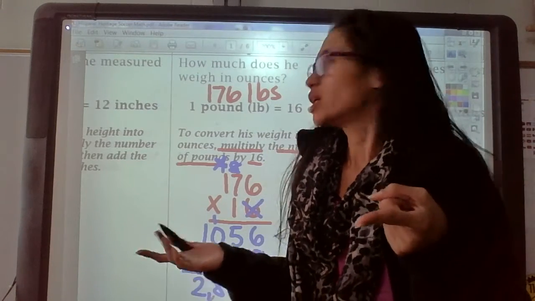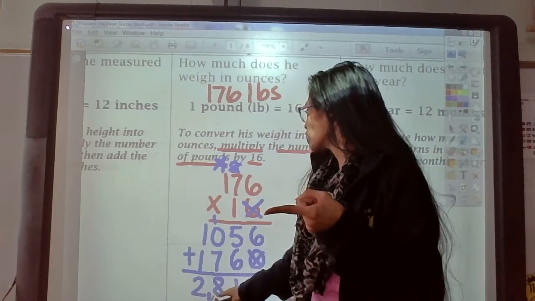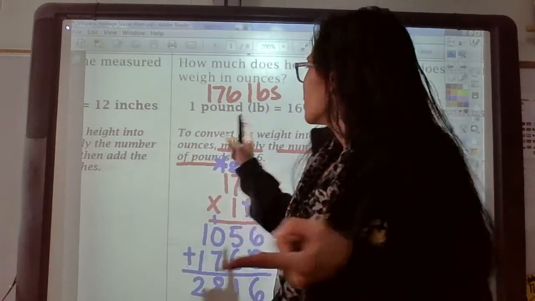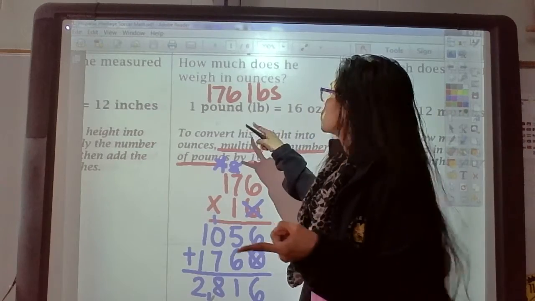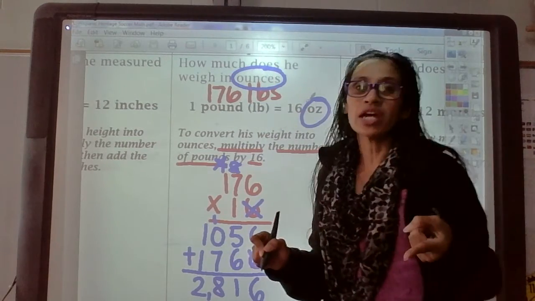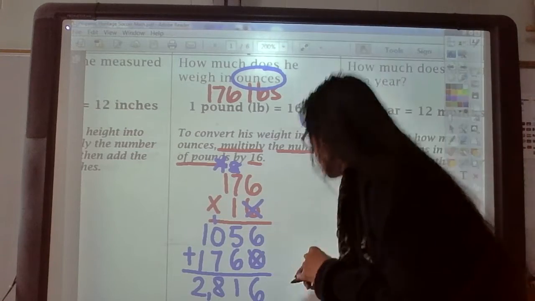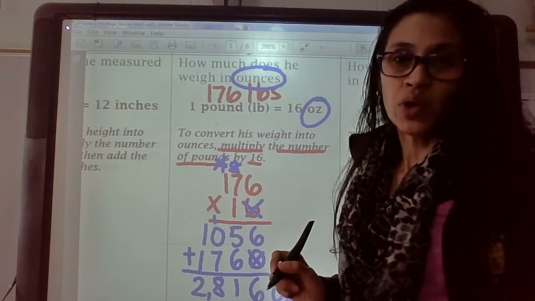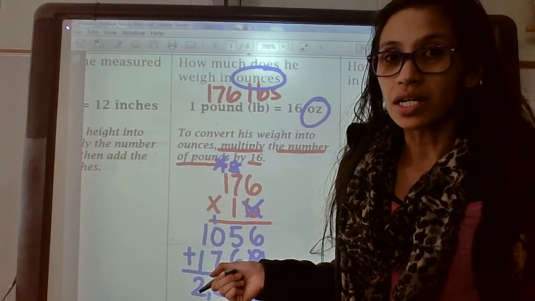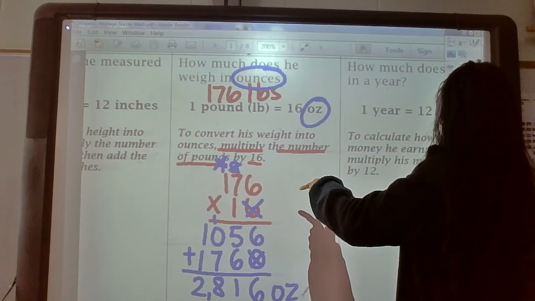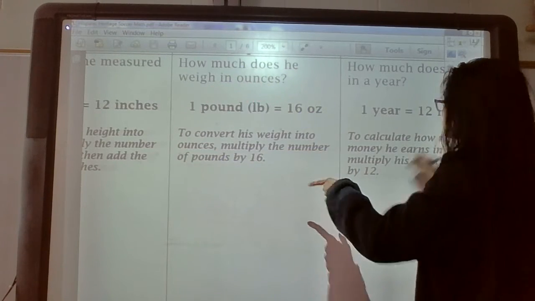What's the unit? He is 2,816 what? Pounds. No, not pounds. Not pounds. Ounces. So you can write the word ounces out like that, or the abbreviation OZ. OZ. Or ounces is fine. Okay? Are you good on that? All right, let's do the next problem. Got it? All right, I'm going to erase. Bam. Erase. Scoot it up.